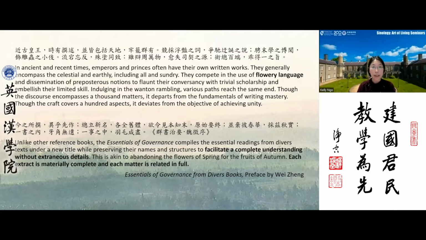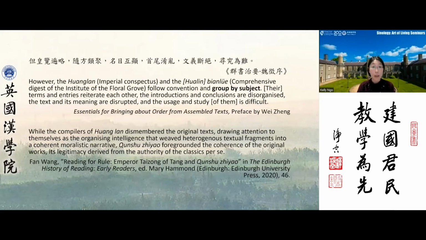Now, I talked about the Imperial Conspectus and the other comprehensive digests following convention in grouping by subject. And this is also from Wei Zheng's preface, and he points out that there are certain downsides to that approach. Terms and entries reiterate each other, the introductions and conclusions are disorganized, the text and its meaning are disrupted, and the usage and study of them is difficult. So we can understand that there would be repetition or overlap in the scope of the topics or subjects, and sometimes duplication, where one passage could be relevant across multiple topics.